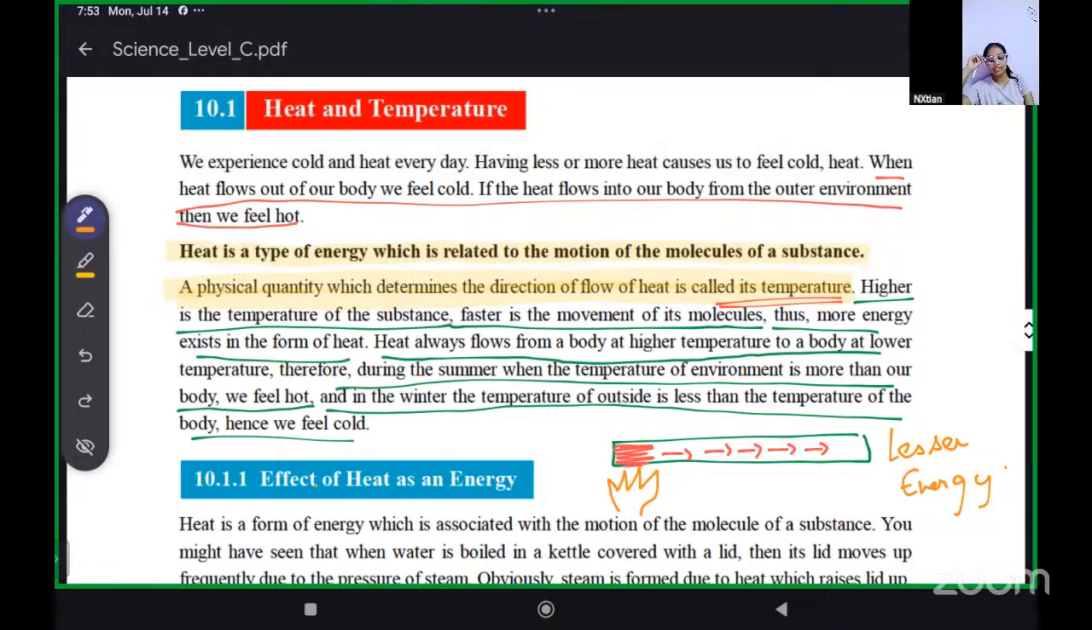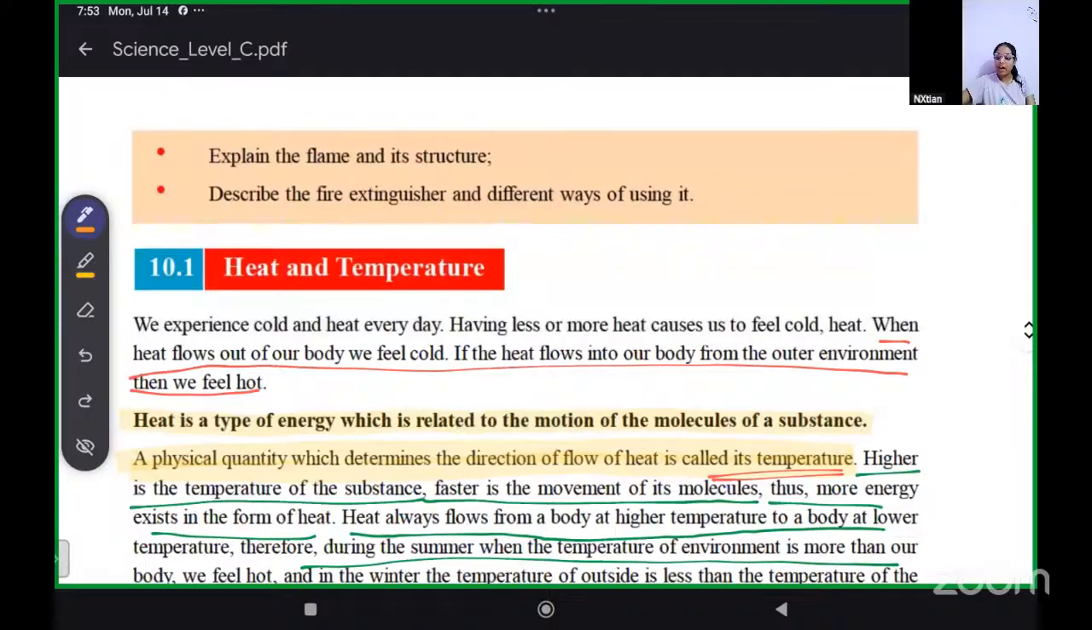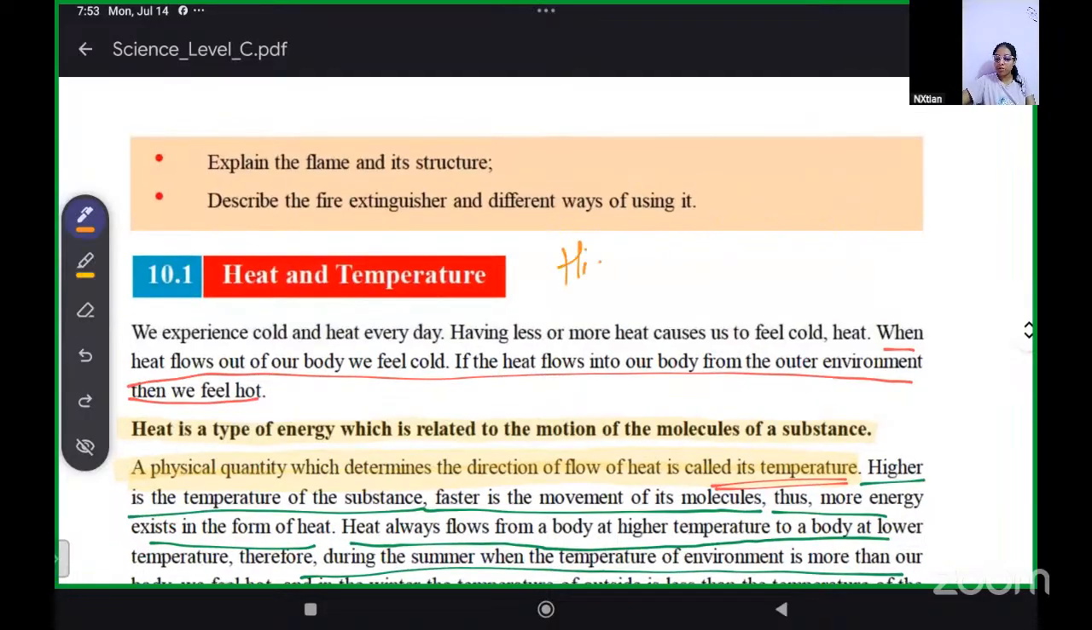Also, what is this concept? That heat always flows from a body at high temperature to a body of low temperature. From high temperature to low temperature, you have to remember this. High temperature means something that's very hot. From there, it will move to something that has a lower temperature.